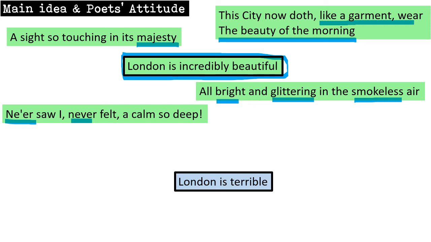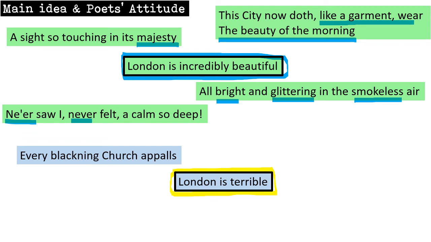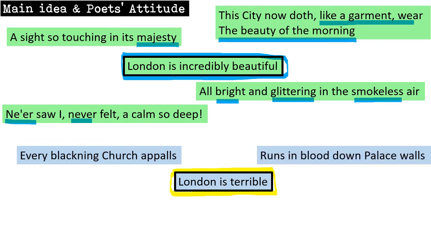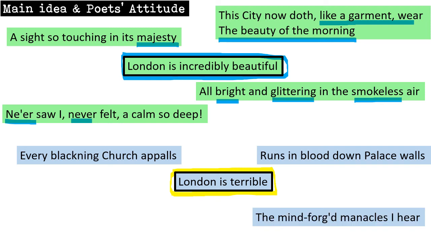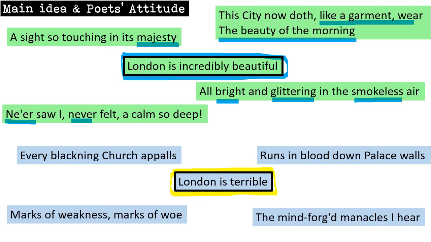And then, in contrast, London is terrible is Blake's view of London. Some of the lines that really support this idea are "Every blackening church appalls." Again, these are in no particular order. "Runs in blood down palace walls." "The mind-forged manacles I hear." And "Marks of weakness, marks of woe."